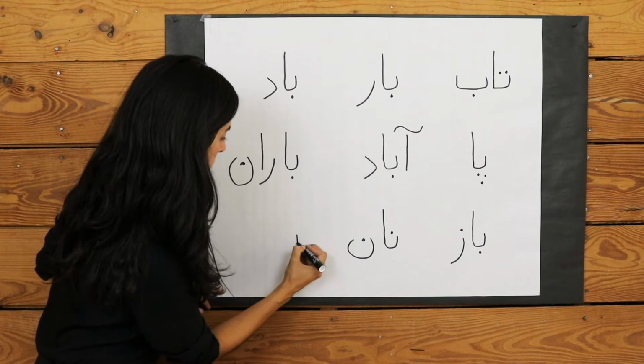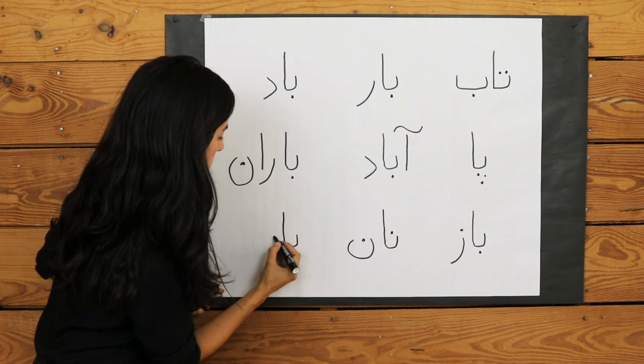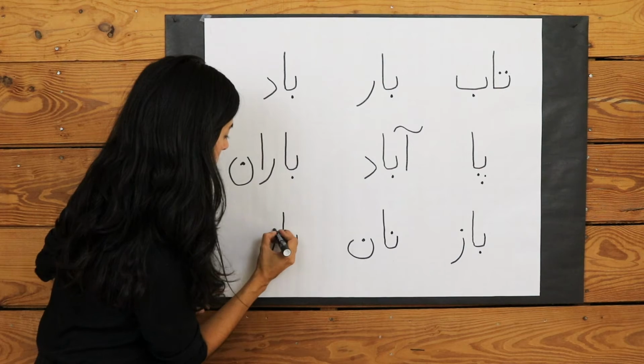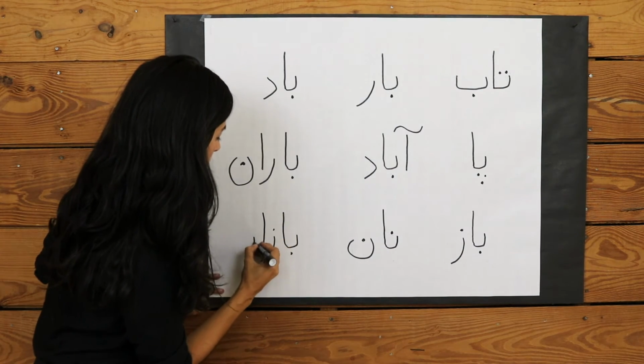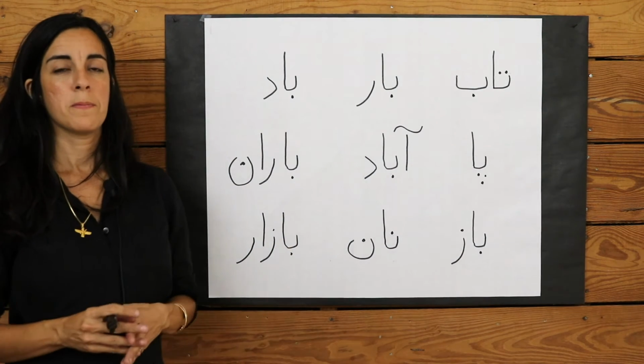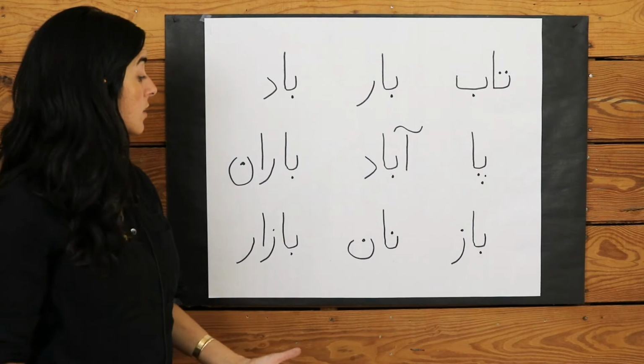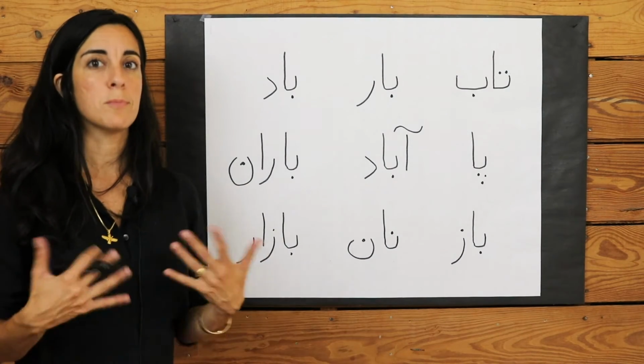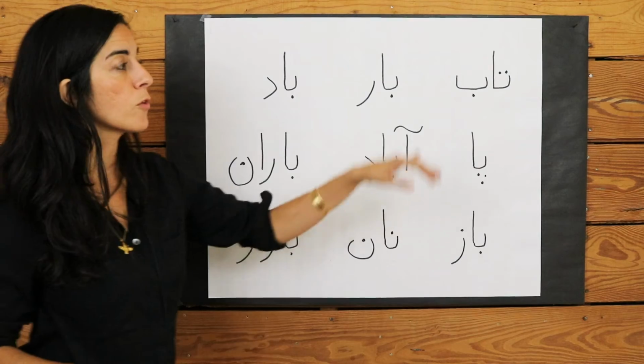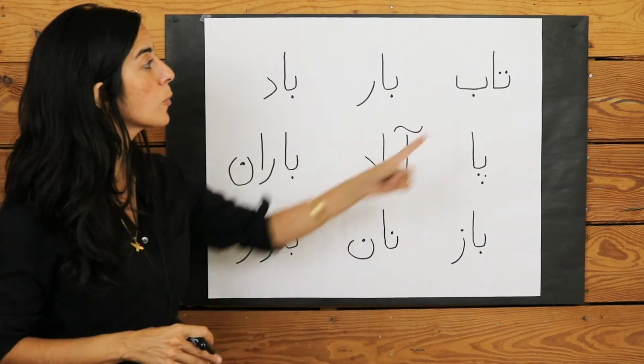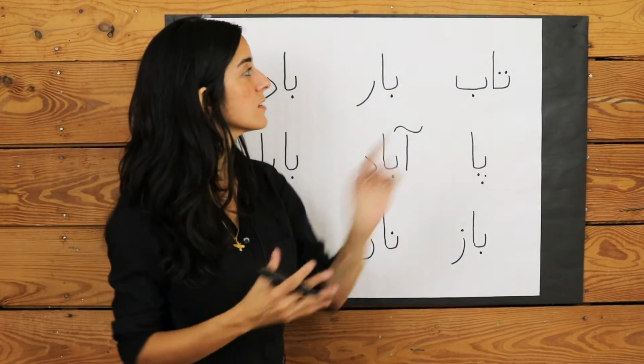And finally, we've seen this one before. Let's see if you can get it yourself. Bazar. So, marketplace, bazar. So again, let's go over all of these one more time. I'll point to it, you read it out loud and see if you got it.